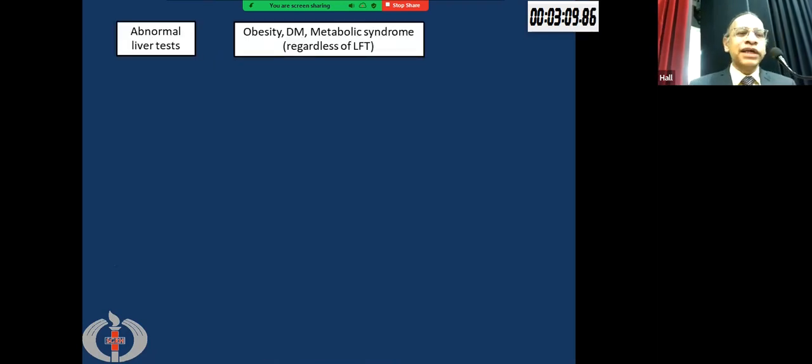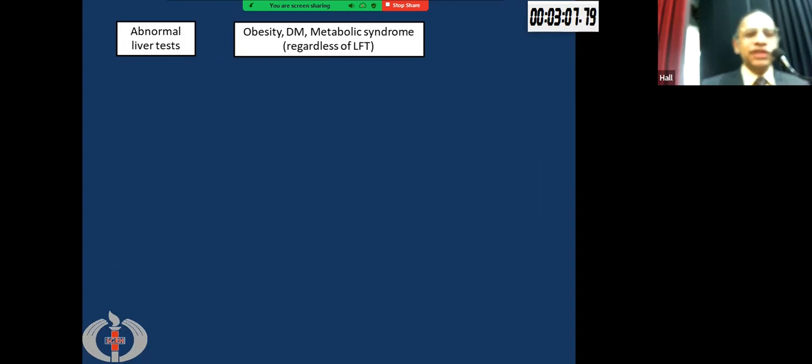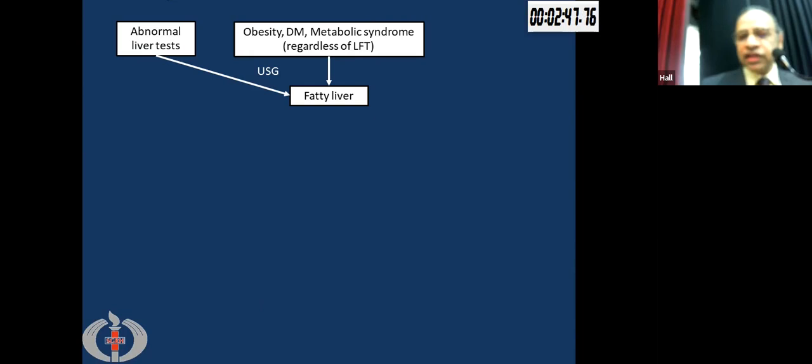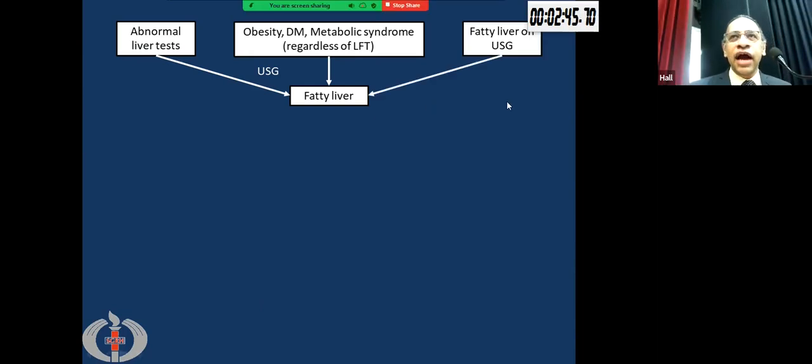So how will the patients come? The patients will come to you with abnormal liver tests, so you would need to evaluate whether the patient is having fatty liver disease. Or even if the LFT is normal, but the patient is obese or having diabetes or metabolic syndrome, we need to rule out whether he is having fatty liver disease. The third group of patients are those who already are carrying a report of fatty liver on their ultrasound.